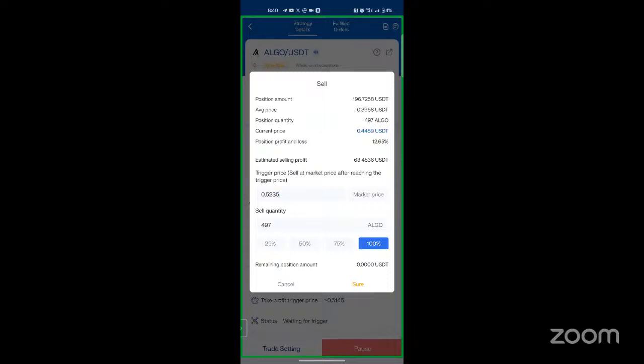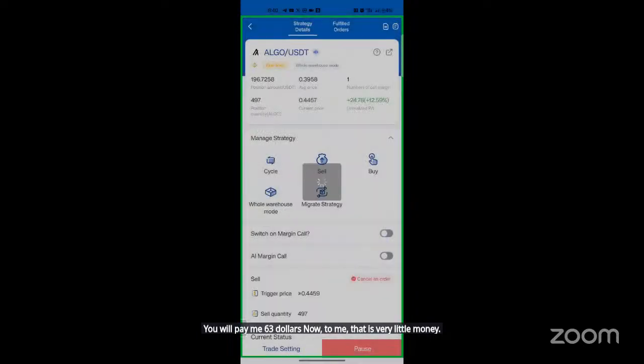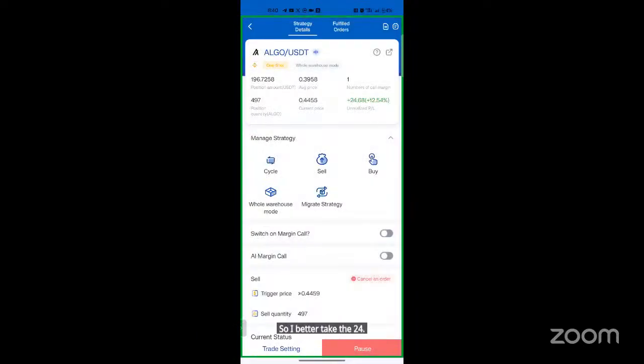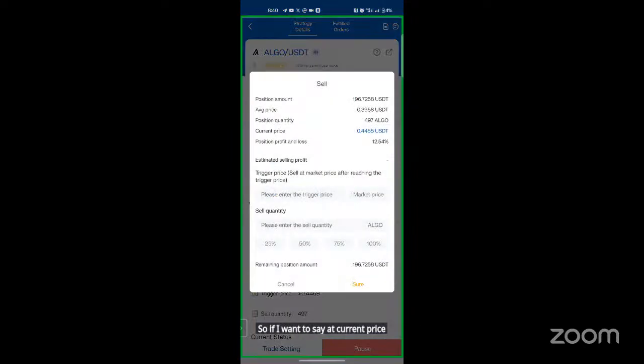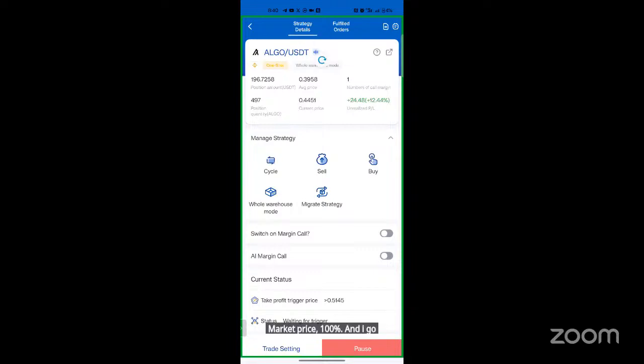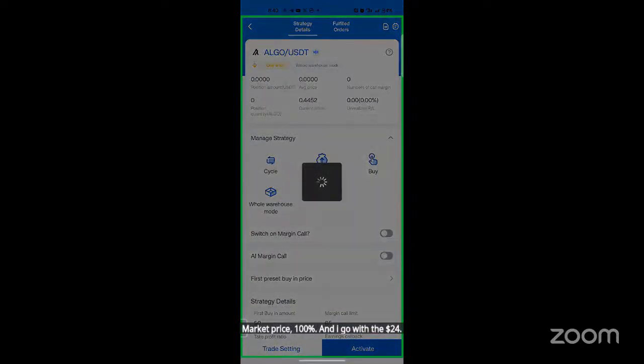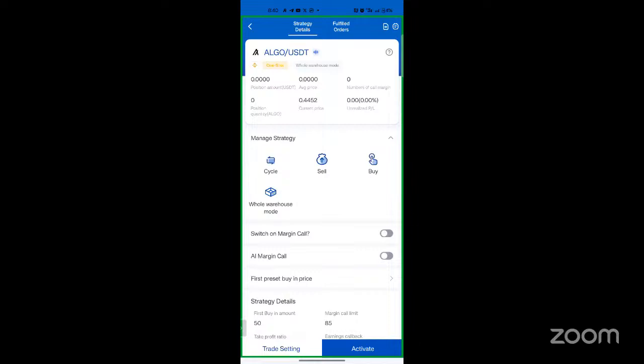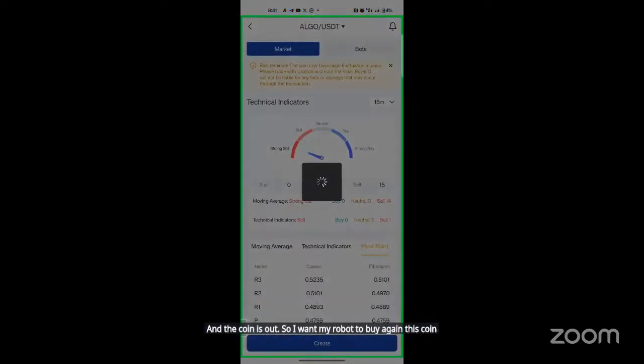Now, to me, that is very little money. So I better take the 24. So if I want to sell at current price, I will just tap on sell, market price, 100%, and I go with the $24. And the coin is out. So I want my robot to buy again this coin at a lower price.